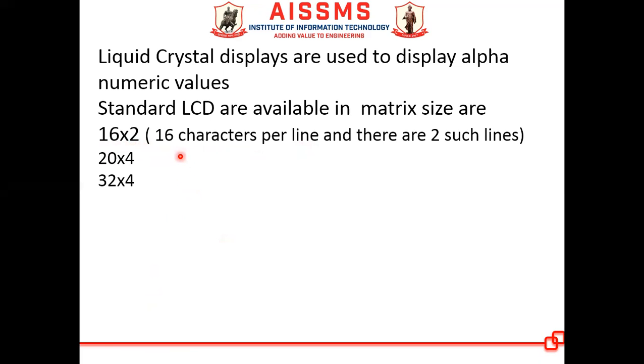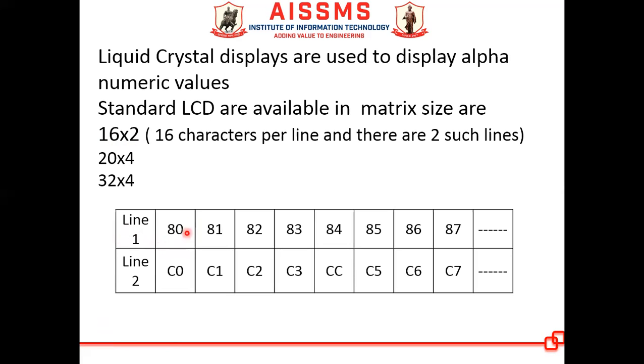Now, each character in an LCD will have an address. So, the address of the first character in the first line is 80H, and the address of the second line's first character is C0H. Now, the characters which are displayed in an LCD are in a 5 by 7 matrix. So there are 5 columns and 7 rows which are used for displaying a character.